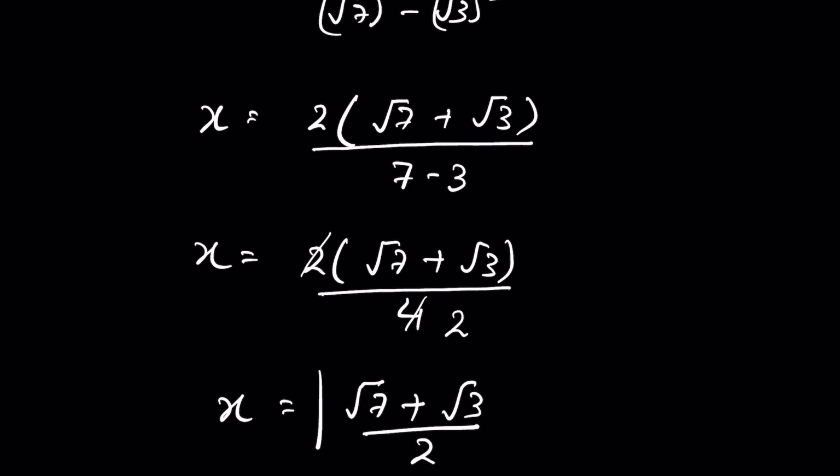So, this is our final answer. You can put the values of square root of 7 and square root of 3 and get the answer, or if it is for simplification, we can leave it here.